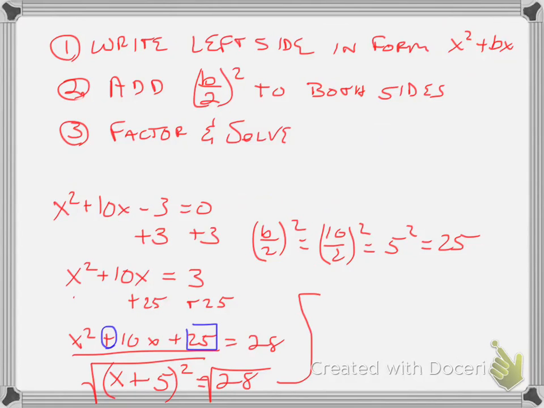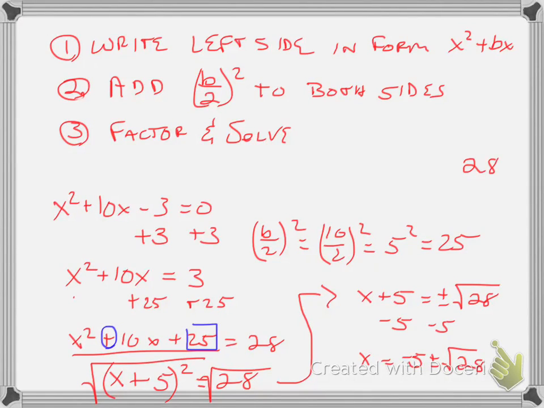I'm going to come up here. And I have x plus 5 is equal to, remember, the plus or minus square root of 28. And then subtract 5. So I'm going to get x equals negative 5 plus or minus the square root of 28. And we need to simplify the 28.